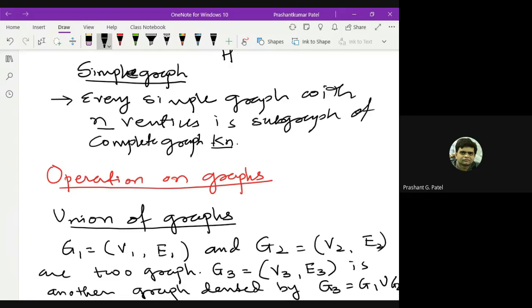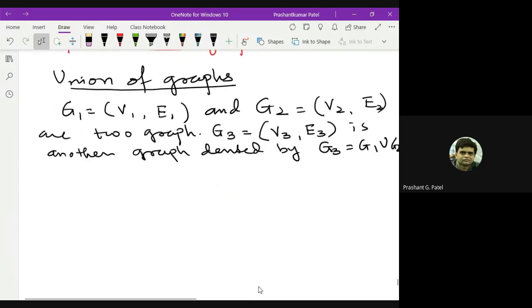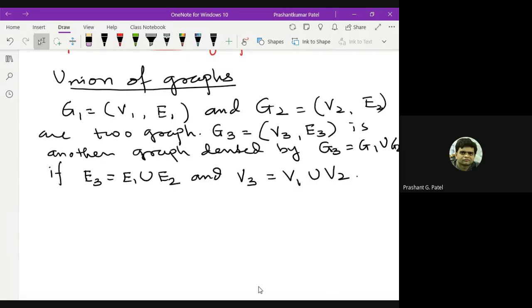It is denoted as a union if the edge set, that is E3, is the union of E1 and E2, and V3 is the union of V1 and V2. That means the edge set will be a union. You know what you mean by union? That means either the edge is in E1 or it is in E2. The same way, the vertex is in V1 or it is in V2.